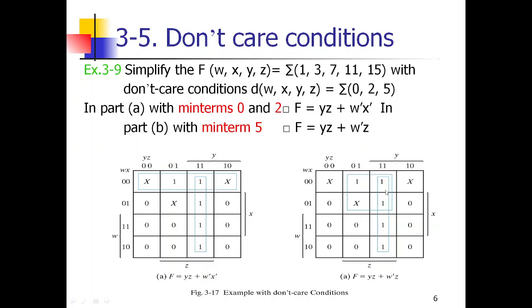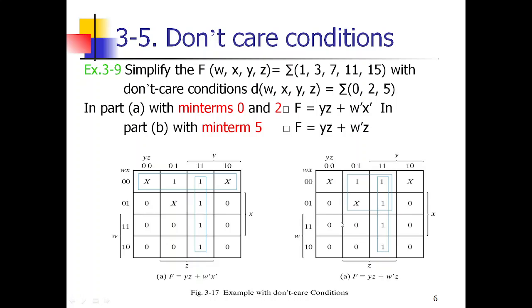Another way of mapping is, so this is a normal quad, the same as this one. This is no problem. And for this quad, we have mapped a quad here, that is represented as w dash x dash. So instead of this quad, we can include this don't care and make this a quad. This is also a correct answer. This is also a correct solution. So this is another quad.